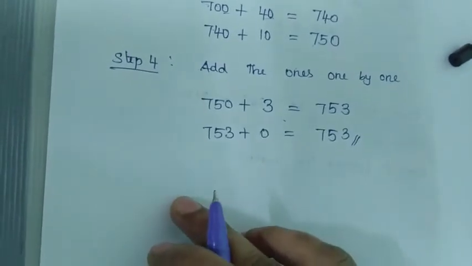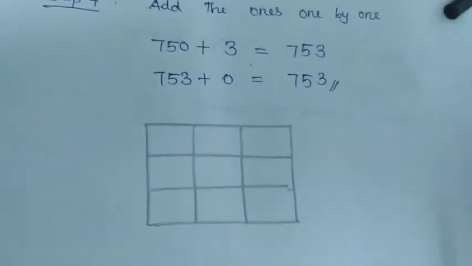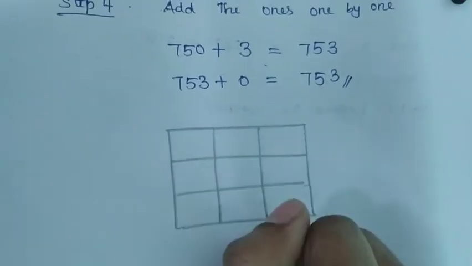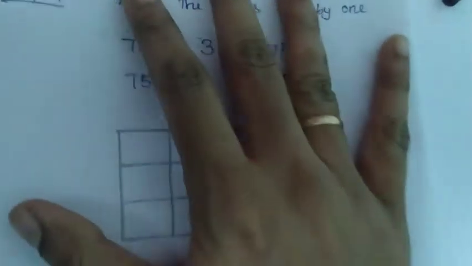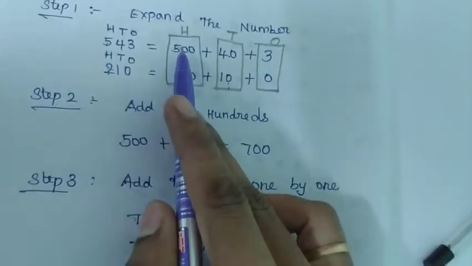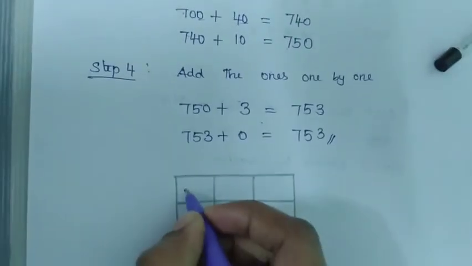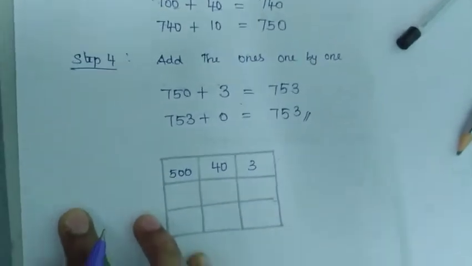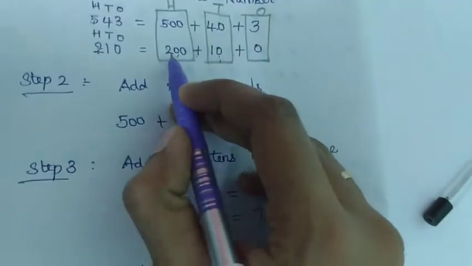Now we want to put the box. Like this you put the box. 3 rows, 3 columns, because this is a 3-digit number. So first write this box. First number 500. So put 500. The second number, 40. So in the second box put 40. In the third box what do we have? 3. So put the number 3.